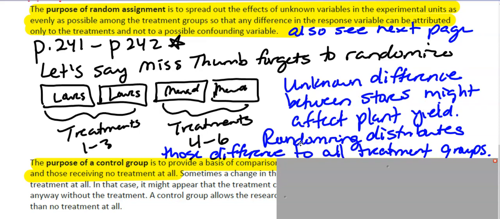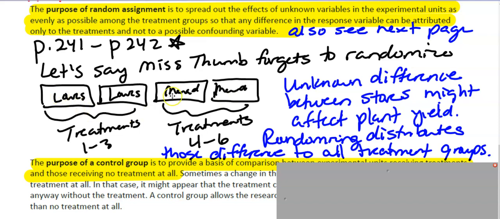Randomizing would distribute those differences to all treatment groups. So whatever differences might be there between Lowe's and Menards would just be evenly mixed up within the treatment groups, and so they wouldn't influence one group more than the other. So if we happen to have some bad plants from Lowe's and better plants from Menards, those bad and good plants would be sprinkled among all the treatment groups, so that wouldn't overall affect what the treatments are doing.